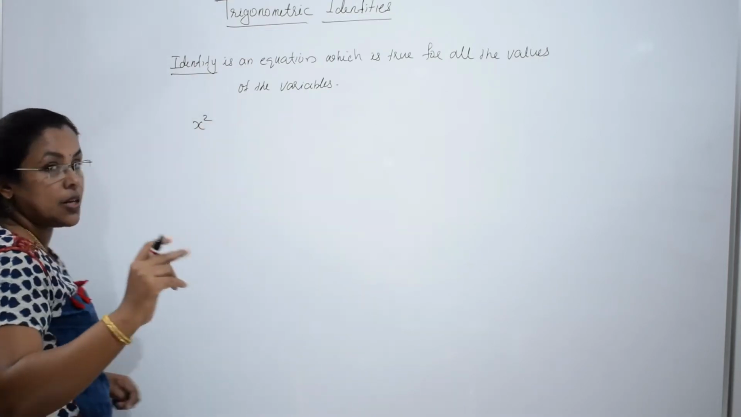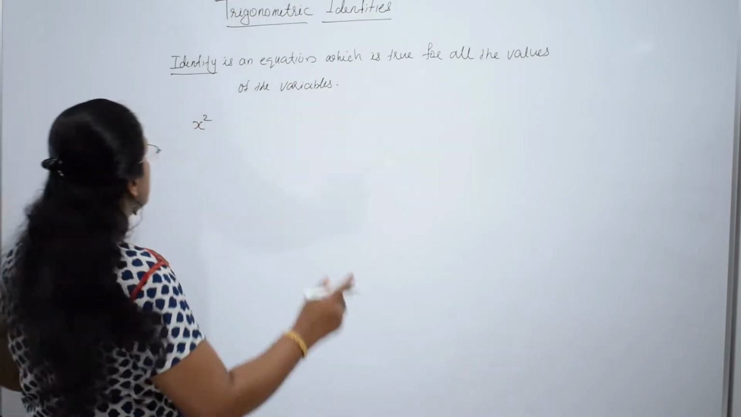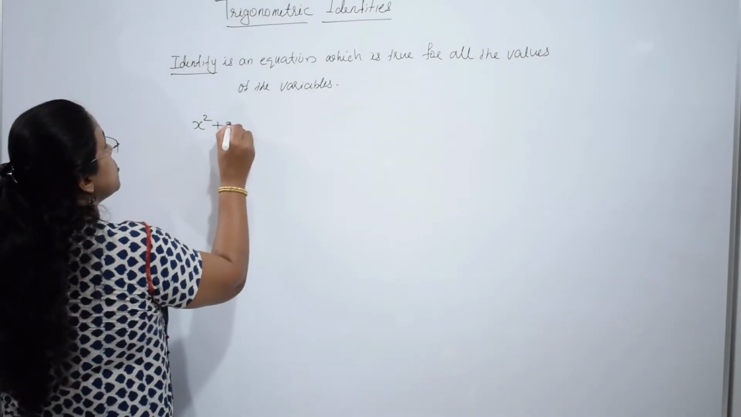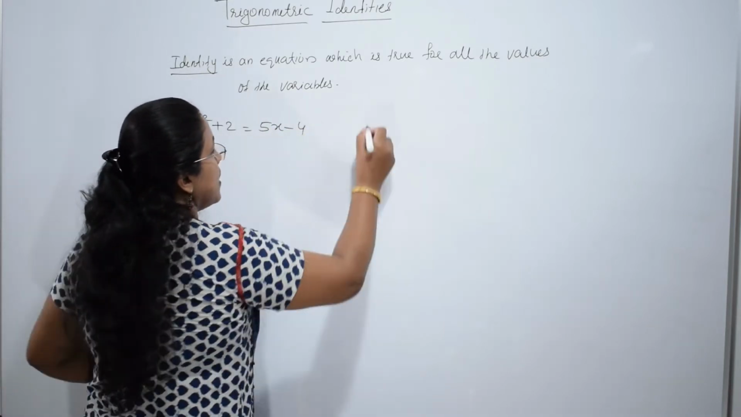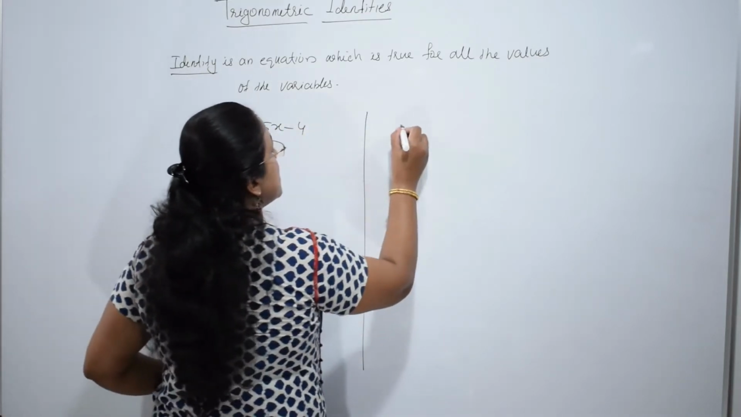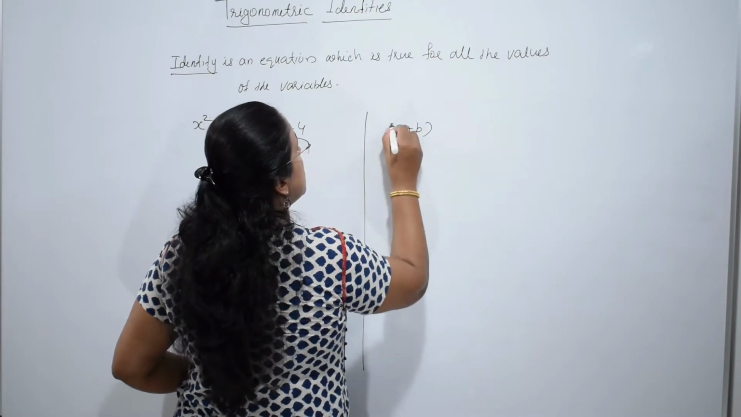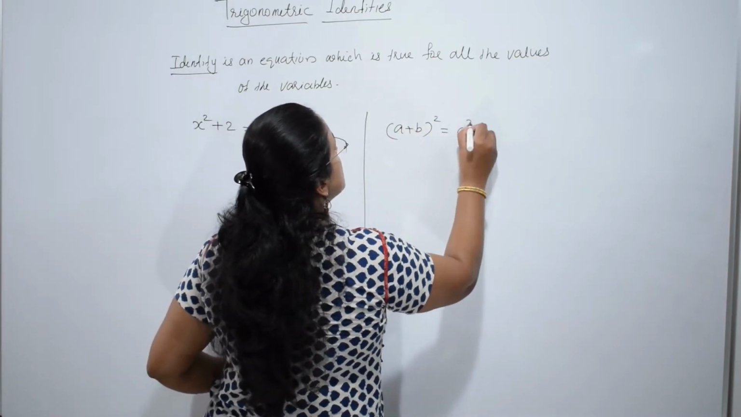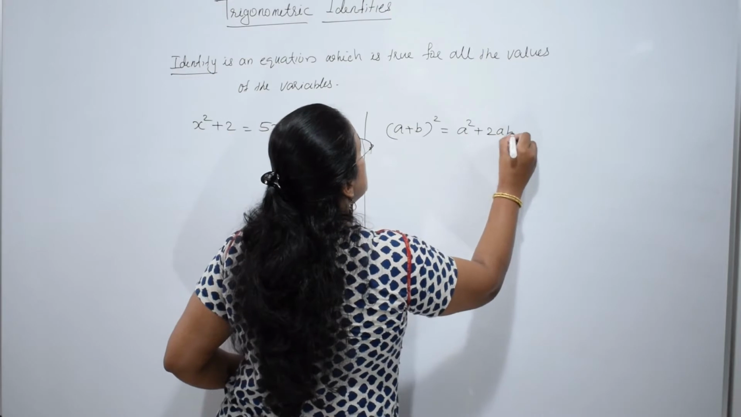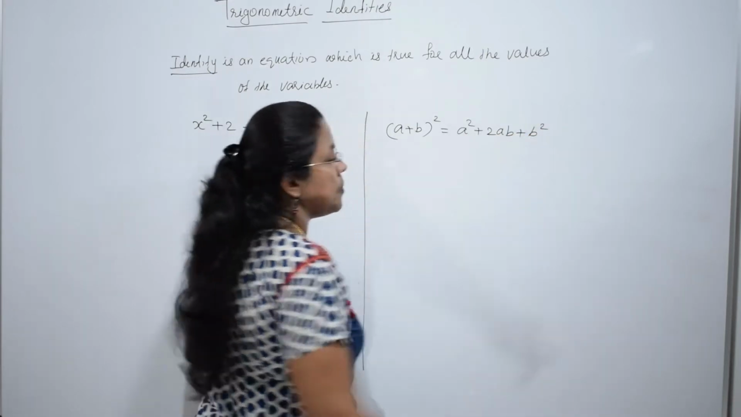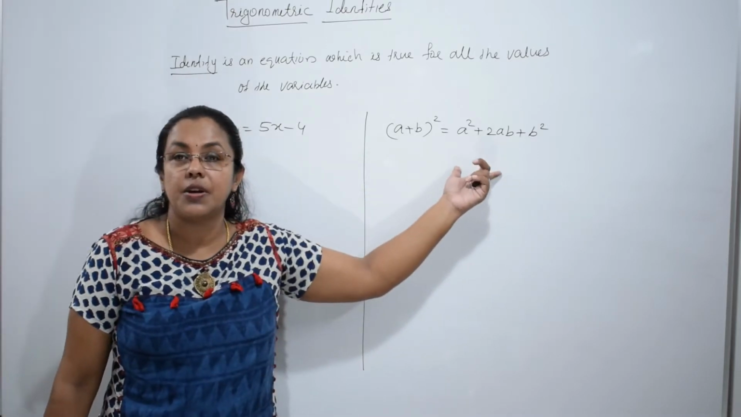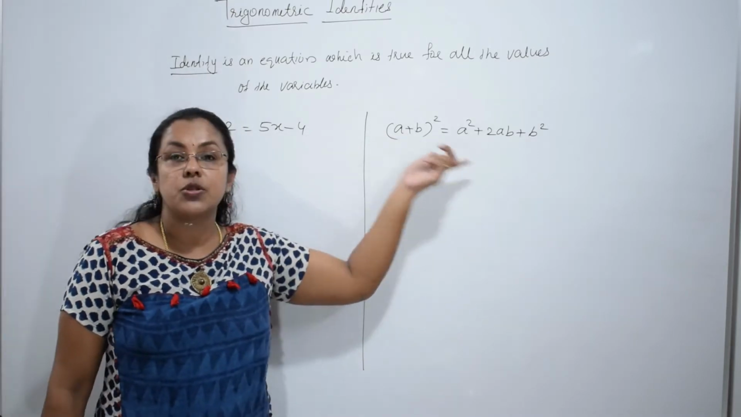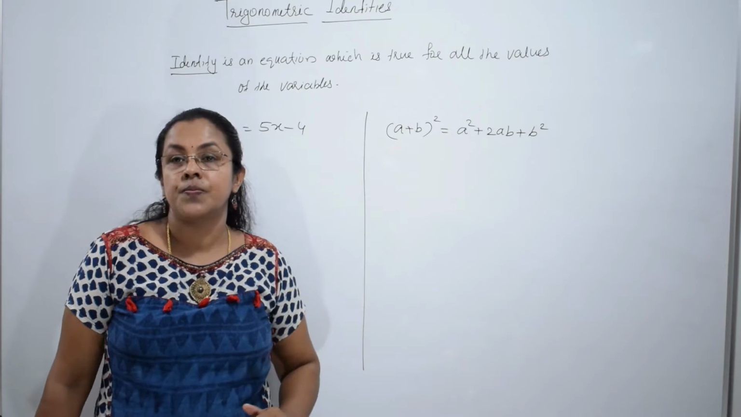Suppose I am writing two equations here. One is x square plus 2 is equal to 5x minus 4. The other one is (a plus b) the whole square is equal to a square plus 2ab plus b square. This is an equation. This is also an equation. What is the difference between these two equations?